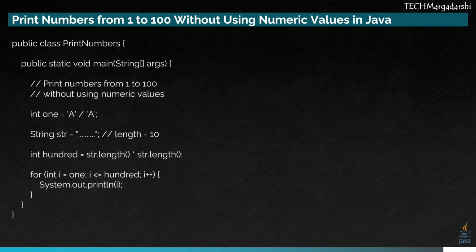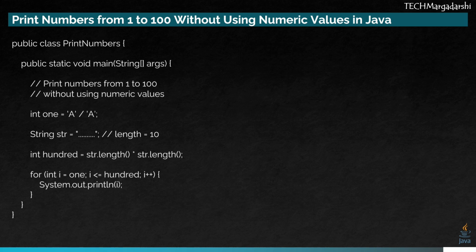Let's solve an interesting Java program, printing numbers from 1 to 100 without using any numeric values directly in the code. First, we create the value 1 using character division. Here, character 'A' has the same ASCII value, so dividing 'A' by 'A' gives 1.